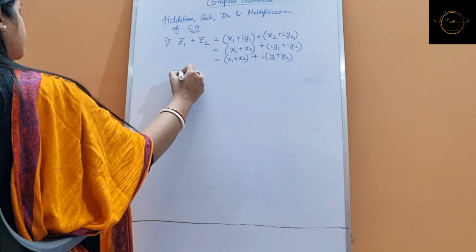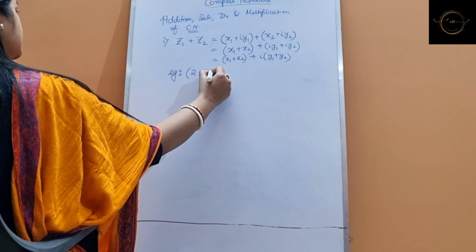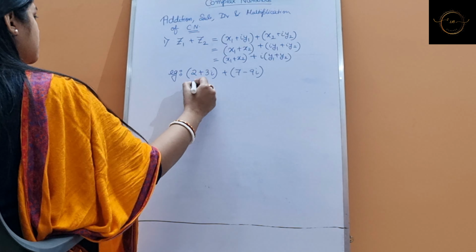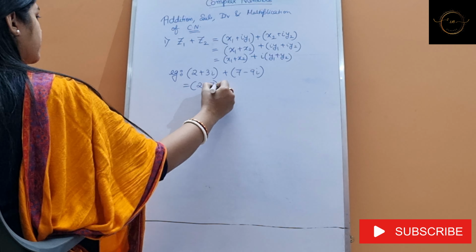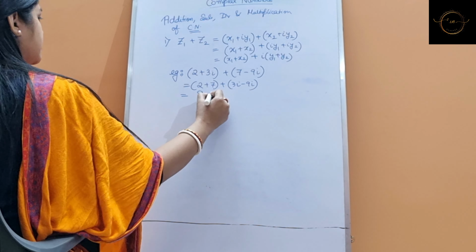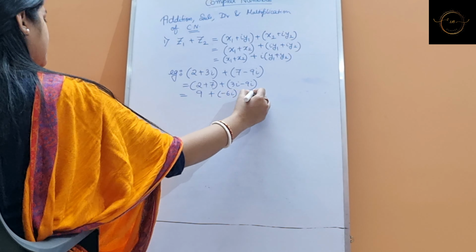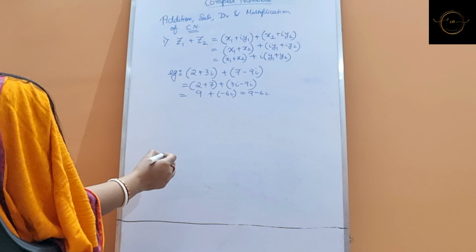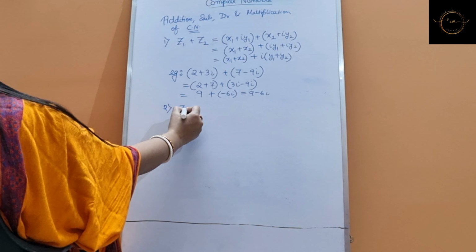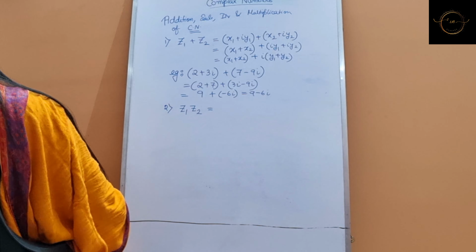Okay, so now we will come to an example of this. If I am adding two complex numbers, 2 plus 3i and 7 minus 9i, we will take the real parts together and the imaginary parts together. So this will be 9 and this will be plus of minus 6i, that is equal to 9 minus 6i.